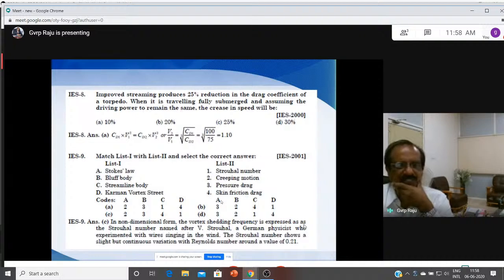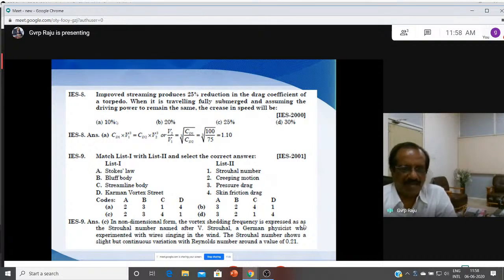Improved streamlining produces a 25% reduction in the drag coefficient of a torpedo when it is traveling fully submerged, and assuming the driving power to remain the same, the increase in speed will be? So we have an equation here, CD1 V1 cube is equal to CD2 V2 cube. Remember the relation. So V2 by V1 is equal to cube root of CD1 by CD2, and it has given 25% reduction, means the earlier is 100 and now it is 75. So 100 by 75 and cube root it is 1.10. So the answer is A. So that means 10% increase here.